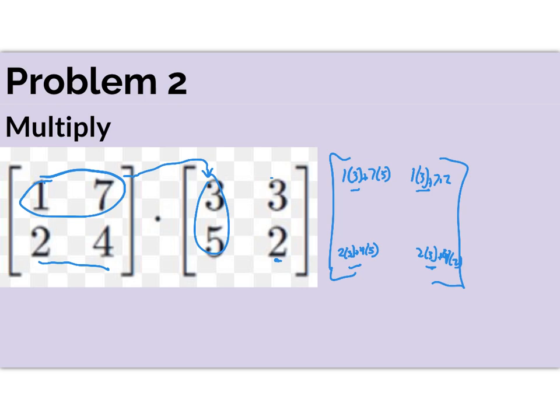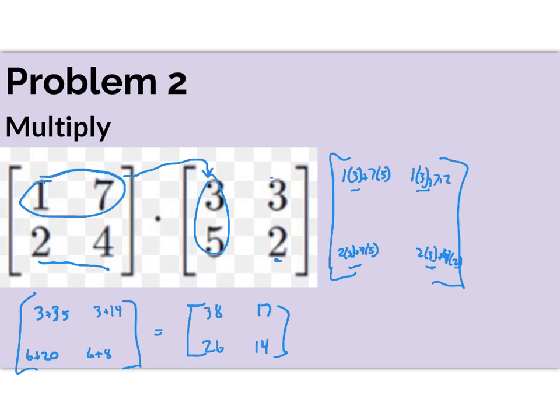Okay, 1 times 3 is 3, plus 7 times 5 is 35. Make sure you remember to subtract. 6 plus 20, 3 plus 14, 6 plus 8. Okay, so the answer is 3 plus 35 is 38, 3 plus 14 is 17, 26, and 14.